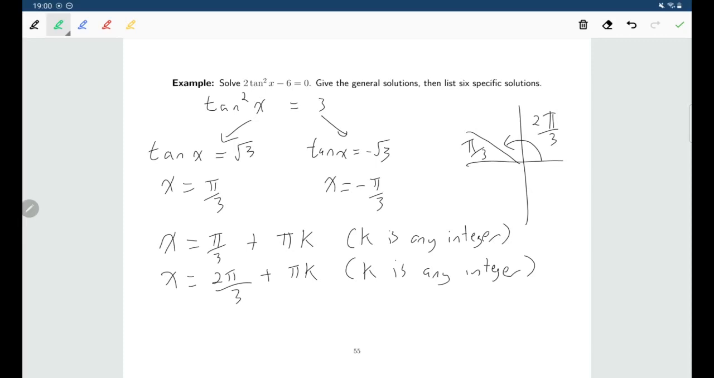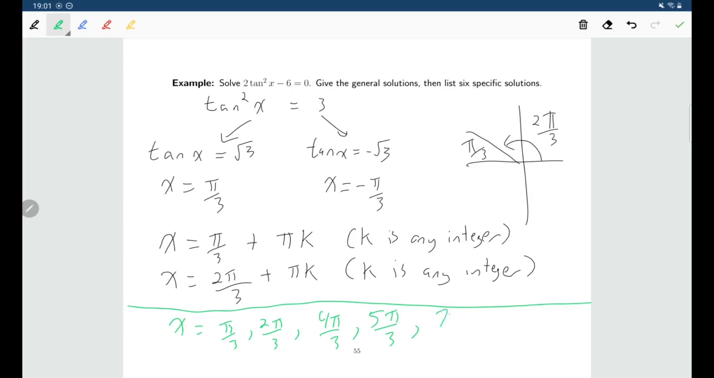And then if you wanted to list 6 specific solutions, you could say, well, if k were 0, you'd have pi over 3 and 2 pi over 3. If k were 1, you would have pi over 3 plus pi, which is 4 pi over 3, and 2 pi over 3 plus pi, which is 5 pi over 3. If k were 2, you'd have pi over 3 plus 2 pi, which is 7 pi over 3, and 2 pi over 3 plus 2 pi, which is 8 pi over 3.